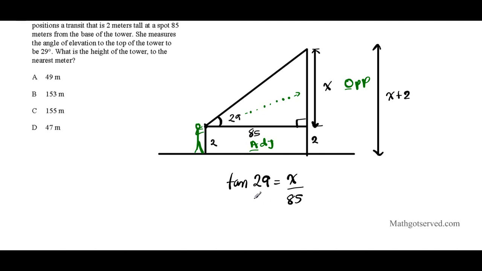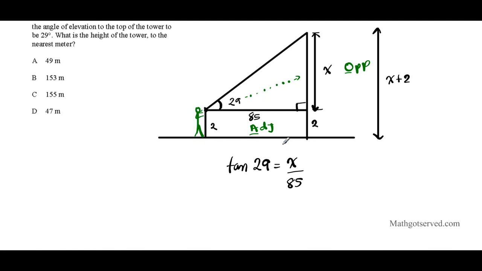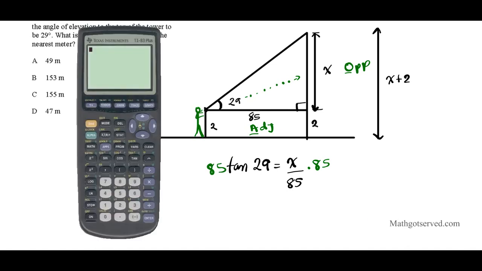All right, so let's go ahead and find out what x is, and then we'll add 2 to figure out the final answer. So to get x by itself, we multiply both sides by 85, and then we're going to plug that into our calculator. All right, so we're going to do 85 tan 29. That will be the measure of x. So 85 tan 29. And then we get 47. It's basically 47 meters to the nearest integer. Okay?